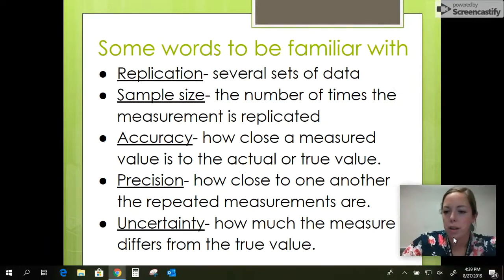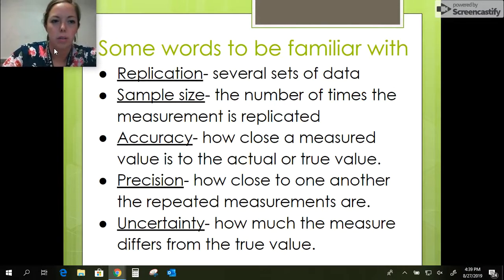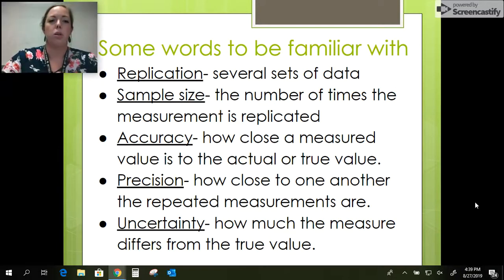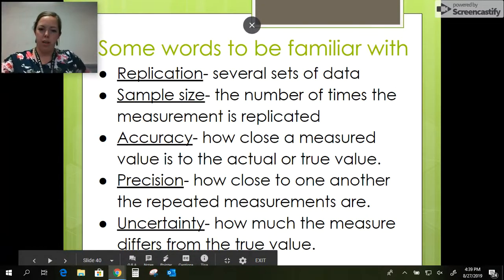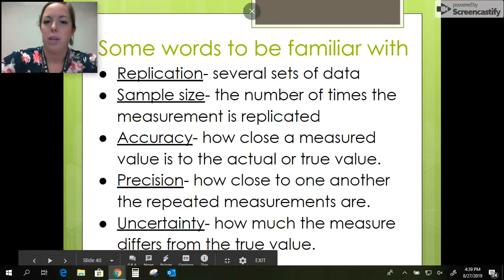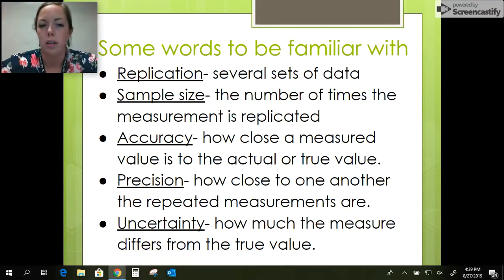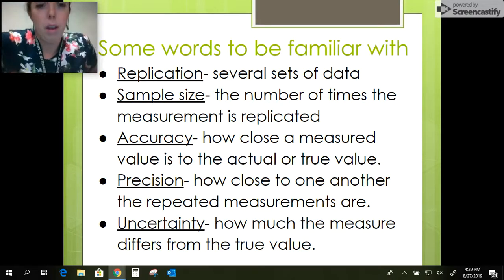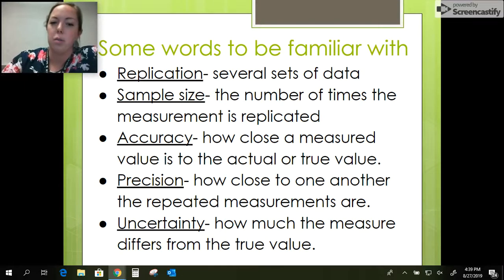These are some words that you should know. Let me put this over here. Just some vocab words that you will be reading in your textbook. Replication: this is when you replicate an experiment. You want to get several sets of data. You want to do several trials. If you only do one, it's not enough. Your sample size is the number of times the measurement is replicated.